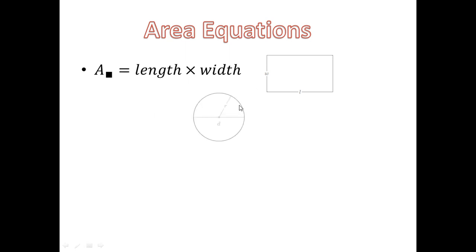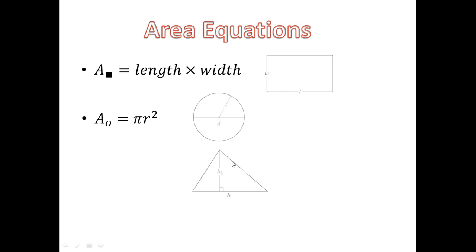Now we're going to review a couple of area equations as well. When we have a rectangle or a square, our area is length times width. Just multiply the two sides together. When I have a circle, in this one, I'm actually interested only in the radius. Area of a circle is pi r squared. Multiply all of those together and we get the area.